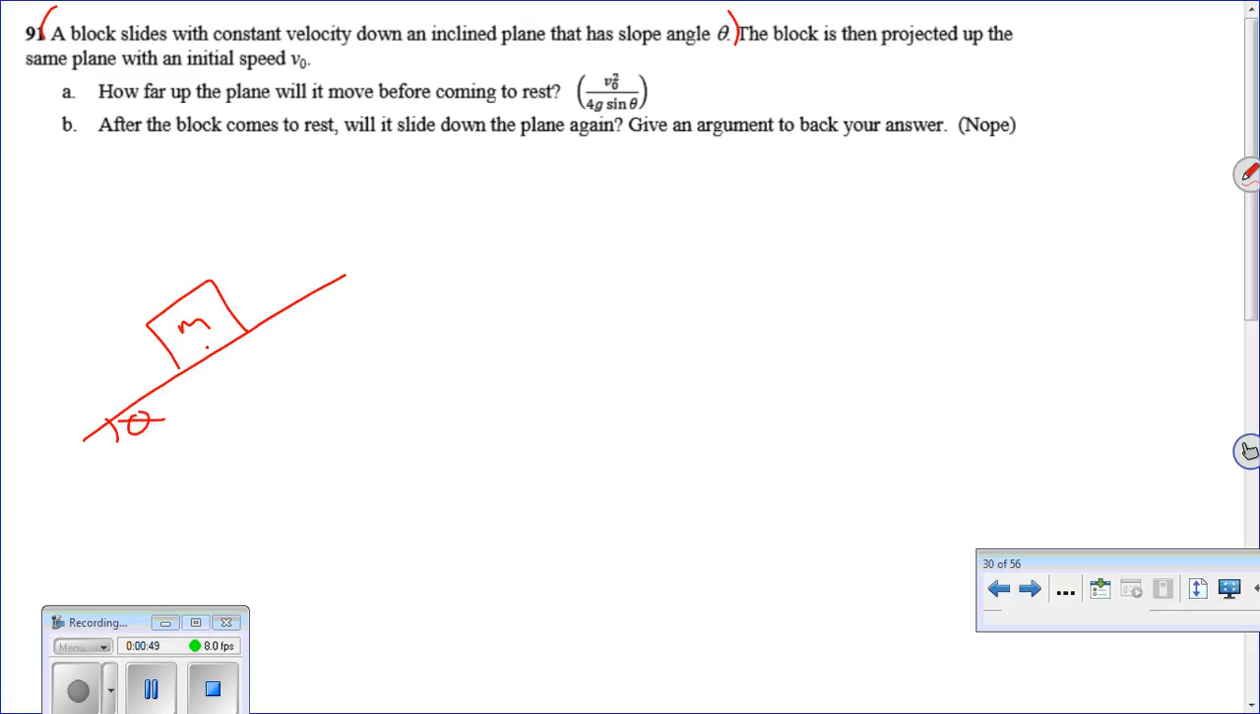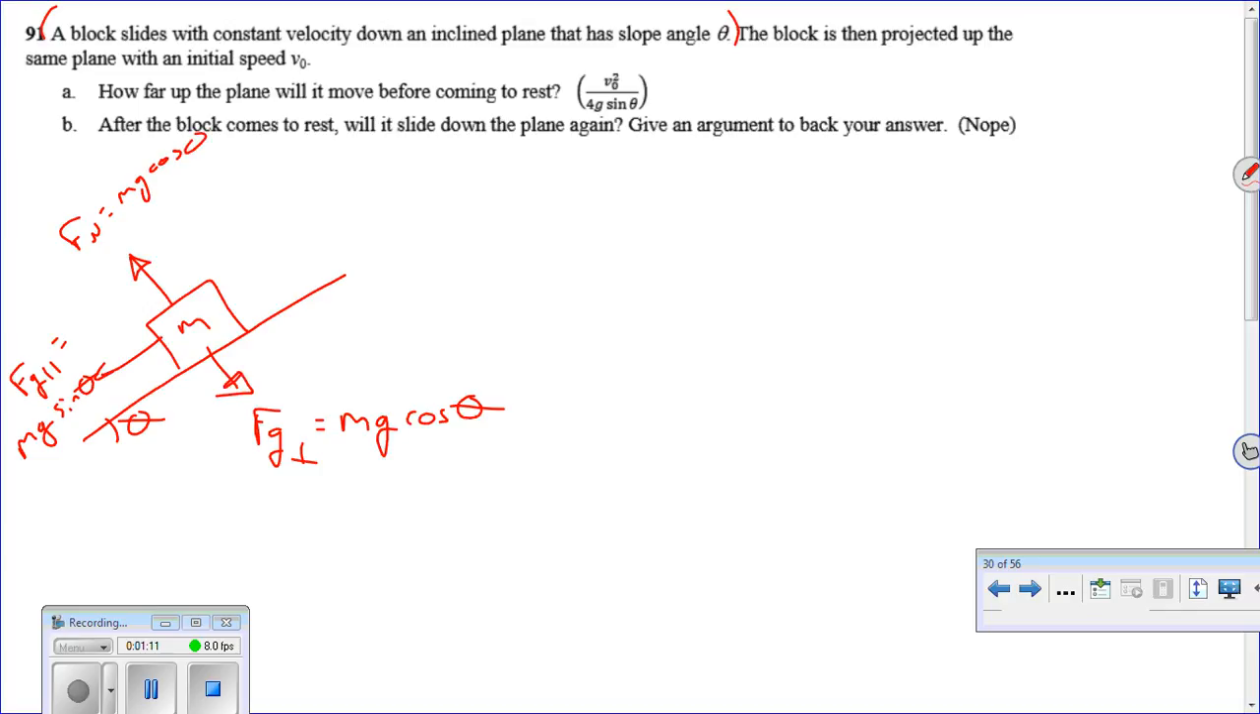I automatically know that there is a perpendicular component to gravity, which is mg times the cosine of theta. And I know there is a parallel component of gravity, which is mg sine theta, right? I know there's a normal force, which is mg cosine theta. That is the sloppiest mg cosine theta ever written. Let's clear that up so that you can actually read mg cosine theta.